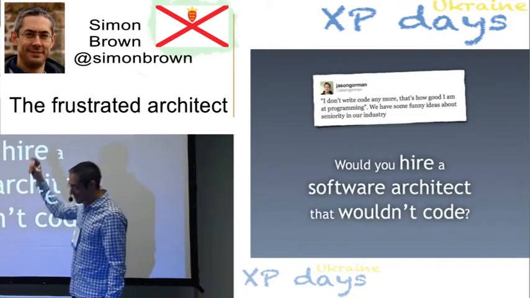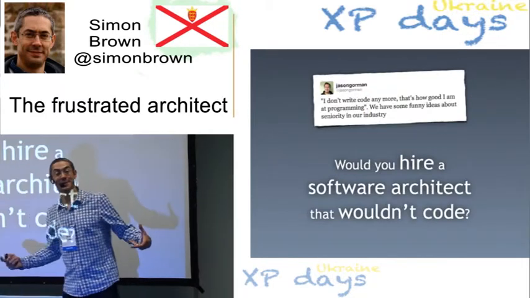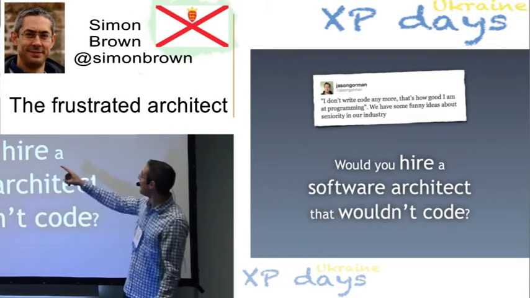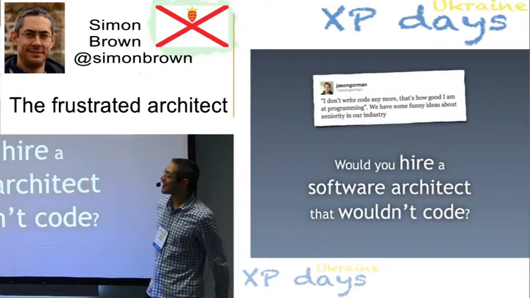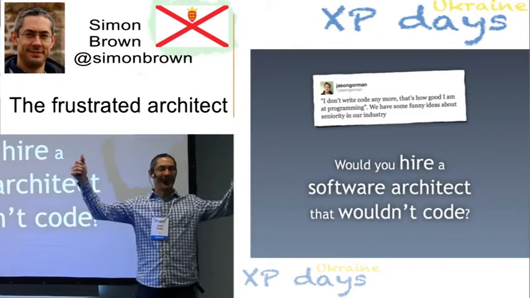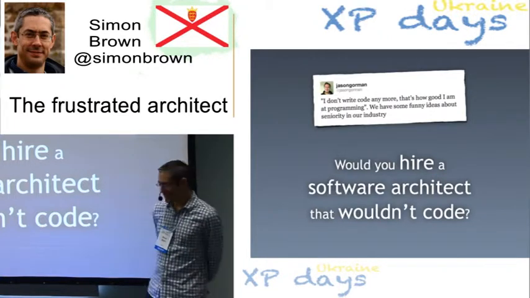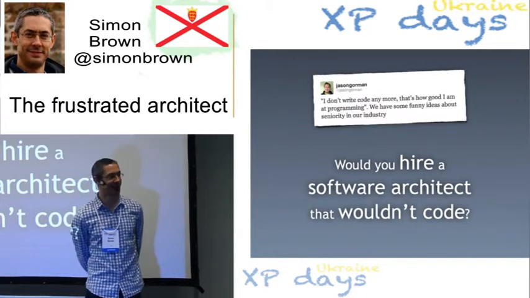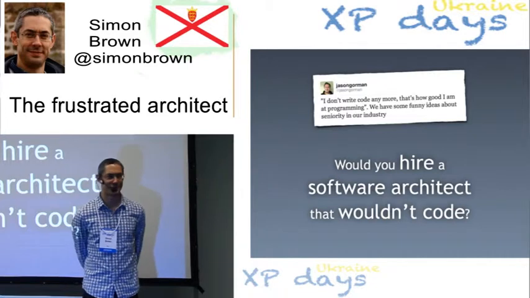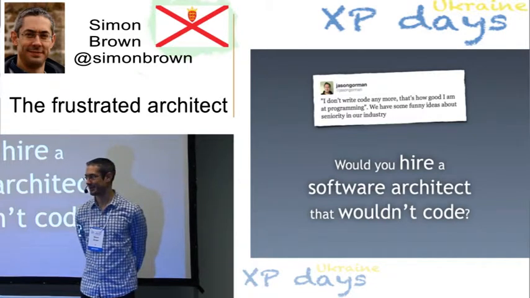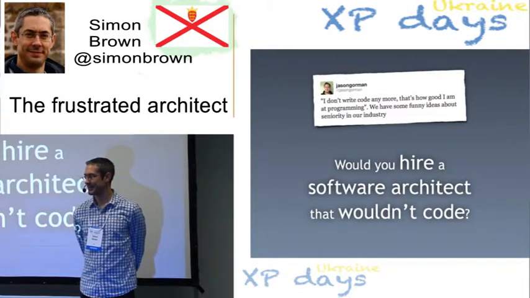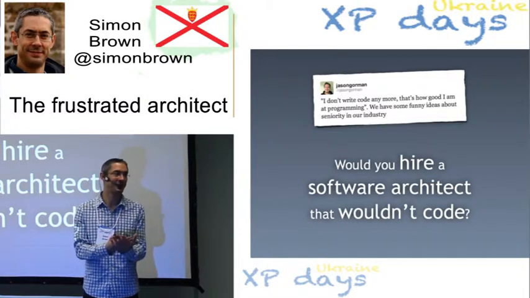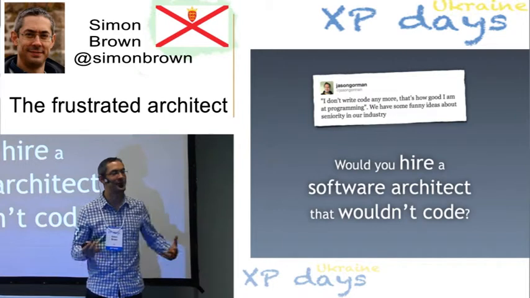On Twitter, there's this guy, Jason Gorman in the UK, and he talks about software craftsmanship. He was quoting this once: "I don't write code anymore, that's how good I am at programming." Referring to how we seem to hire quite senior people who don't want to code or can't code, and put them in charge of the technical stuff on our projects. So when I was trying to hire architects in London, I was always looking for people with deep hands-on technology experience.